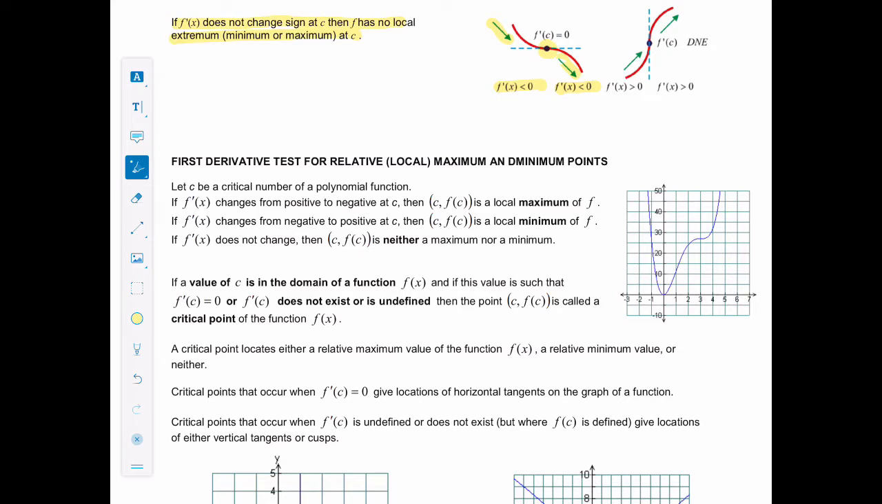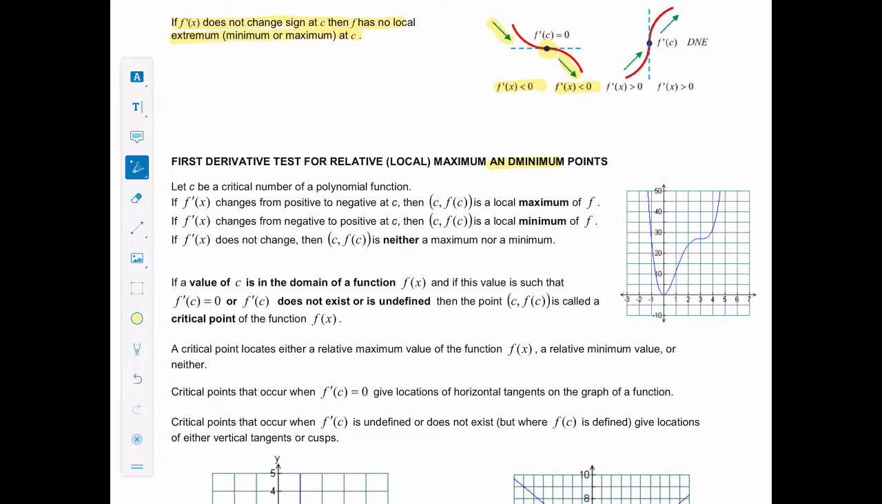This is basically a summary of what we just talked about, the first derivative test, which we've done in the past. The first derivative test for relative maximum and minimum points. Let c be the critical number we can find by taking its derivative. We're going to compare the signs. If f prime of x changes from positive to negative at c, then we're going to have a maximum. If f prime of x changes from negative to positive at c, then we're going to have a minimum. And if the sign does not change, we have neither a max nor a min.